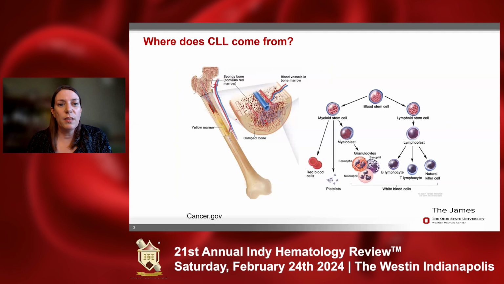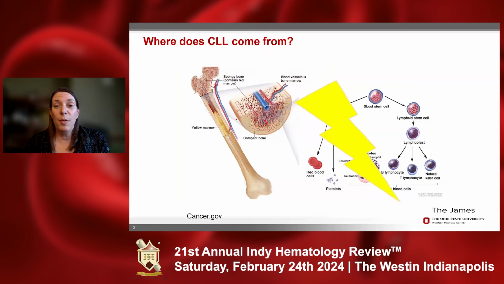So first, I just wanted to start with a little refresher of where does CLL come from. This might be a review for some of you, but as you know, the bone marrow is where all of the blood cells are produced. Initially, hematopoietic stem cells, here noted as blood stem cells, are formed. And these cells will differentiate into myeloid stem cells, which eventually give rise to things like red blood cells, platelets, neutrophils. And then the other side of this is the lymphoid stem cells. And these differentiate primarily into B lymphocytes, T lymphocytes, and natural killer cells.